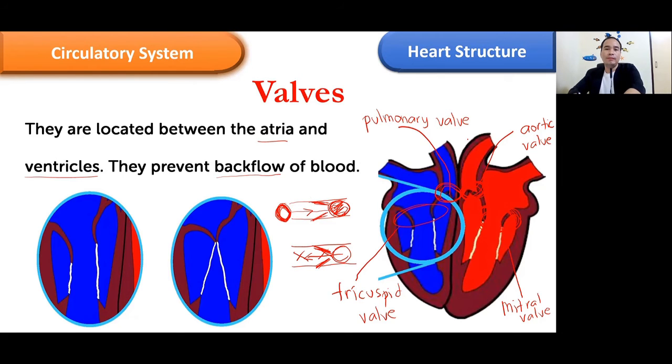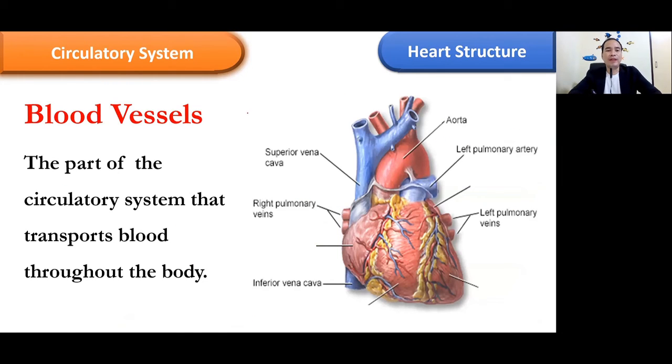Vessels. So blood vessels. That's the part of the circulatory system that transports blood throughout the body. Transports, meaning, as I've told you, it is like the highway wherein the blood will move along. It's like a highway throughout the body. Your blood vessels carry your oxygenated blood and your unoxygenated blood.